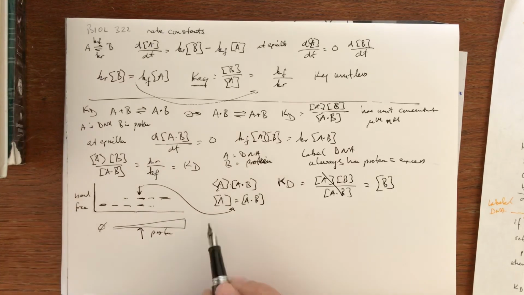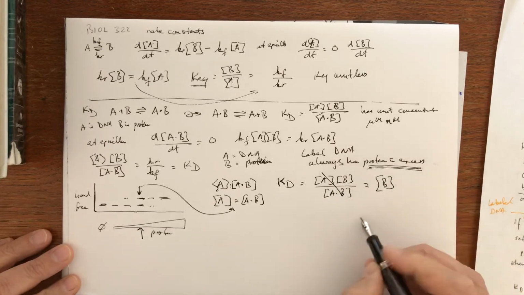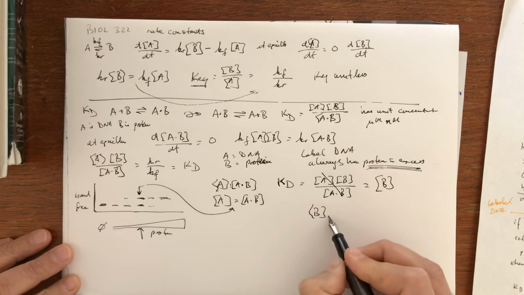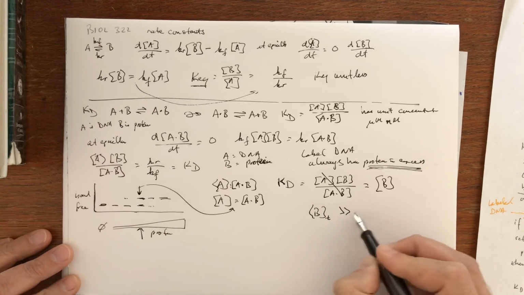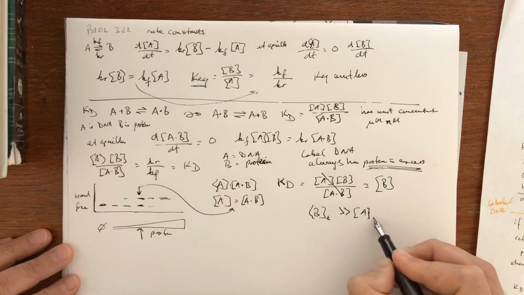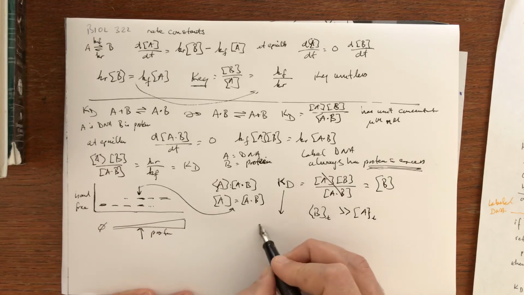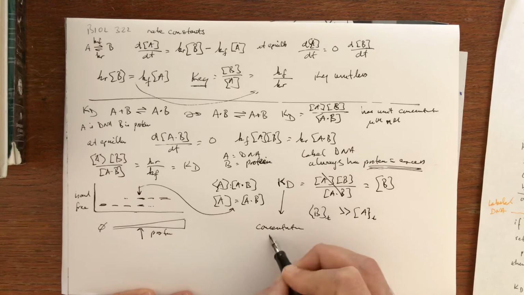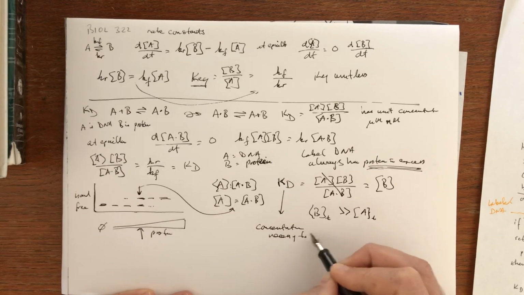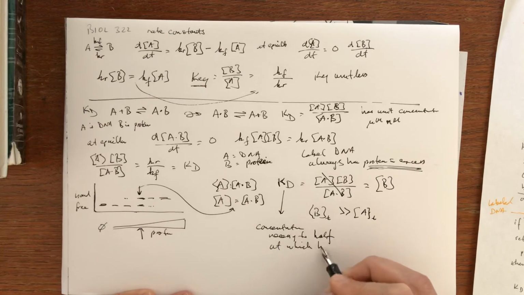We can say that when we set it up this way, where the protein is in excess, meaning the total amount of protein is always much greater than the total amount of A, then this is true. And this is very convenient because the dissociation constant is the concentration necessary to bind half, or the concentration at which half is bound.